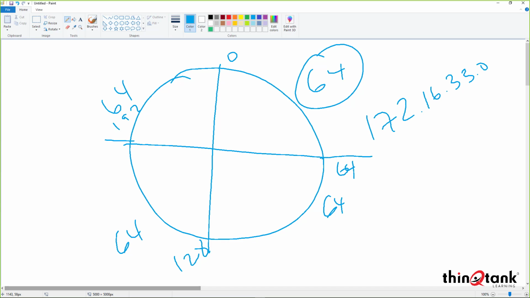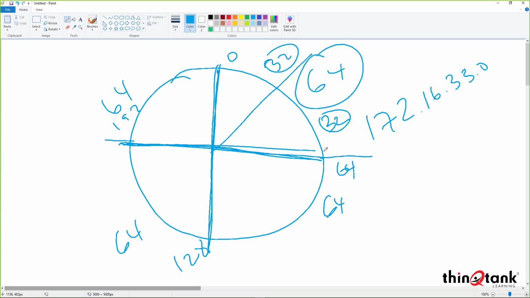But actually, I only need four point-to-point links. So if I divide this, this becomes a block of 32. This becomes a block of 32, which means now we went from a /26 to a /27. Right? The whole circle is /24. This is /25. This is /26. This is /27. So that's a /27. That's a /27. All right? But the address range is from 0 to 31, which is 32 addresses, isn't it?